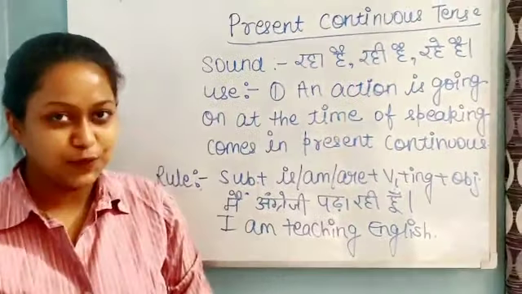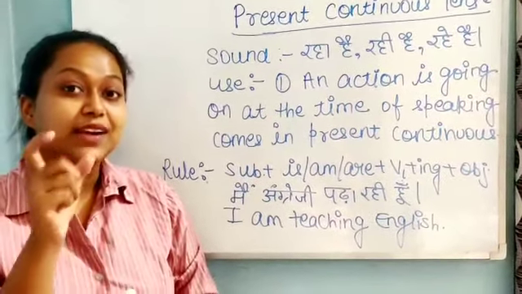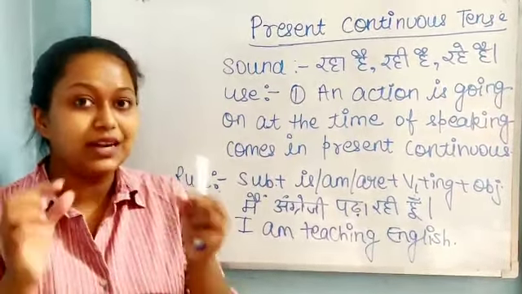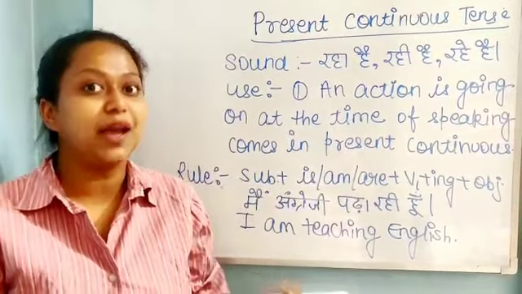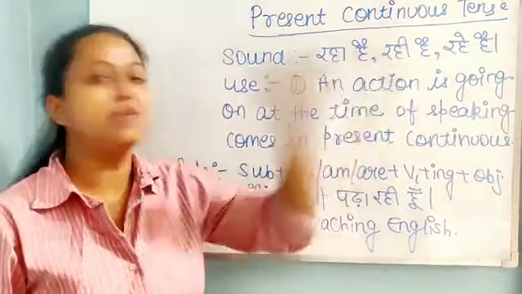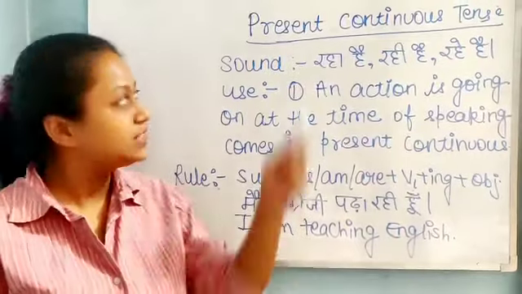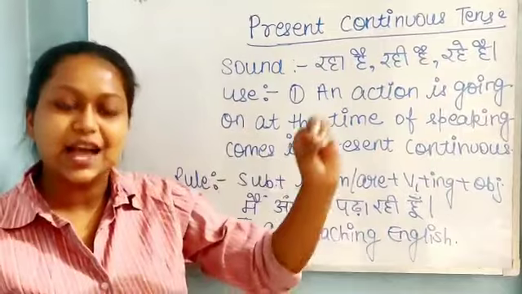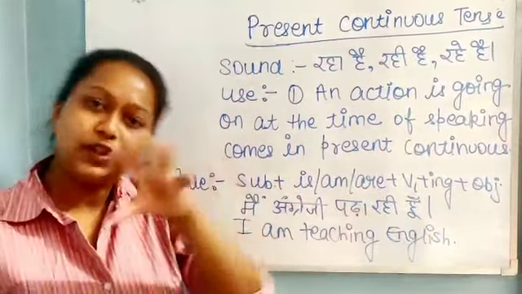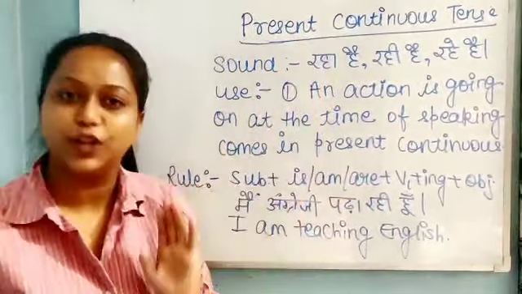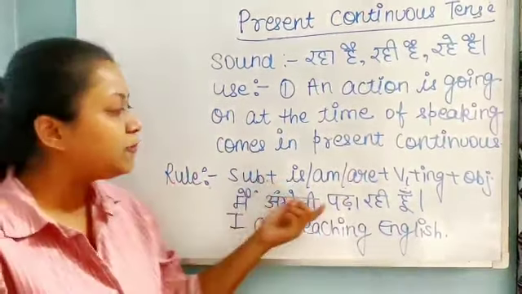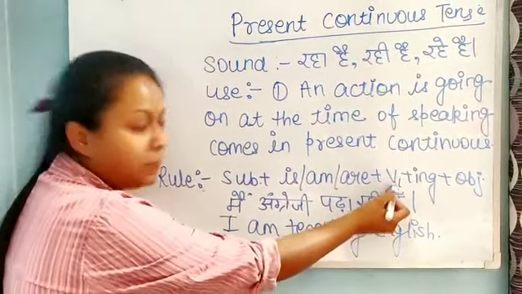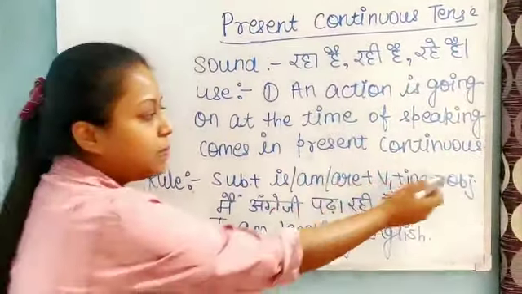One thing I would like to tell you first, the most important thing is to identify a sentence. Right? If I am saying मैं अंग्रेजी पढ़ा रही हूँ, so this sentence belongs to which tense? How you can identify a tense? So with the help of these sounds, we can identify the tense very easily. So the sound of present continuous tense is रहा है, रही है, रहे हैं. All the sentences that contain this sound at the end, all these type of sentences are included in present continuous tense. Okay? And the rule of present continuous tense is subject is MR, first form of the verb. We add ing with the first form of the verb and object.